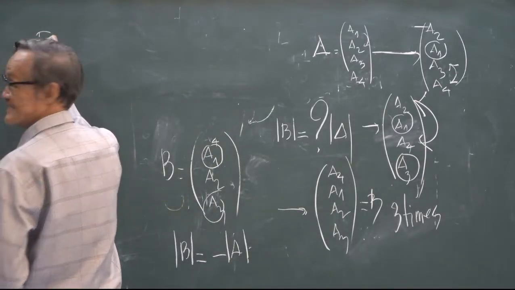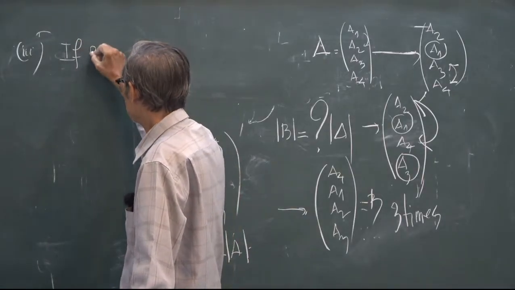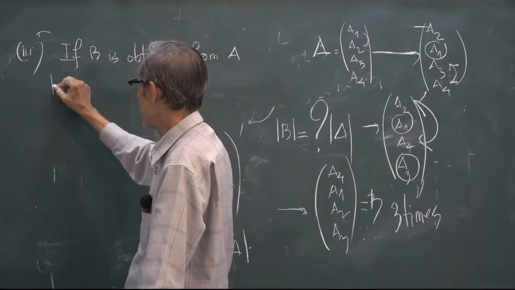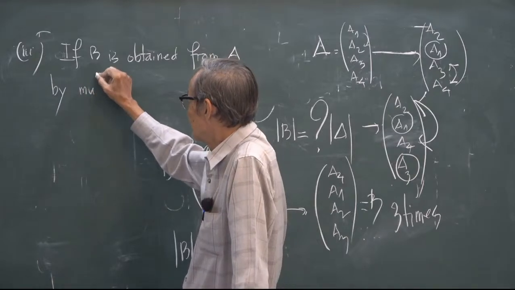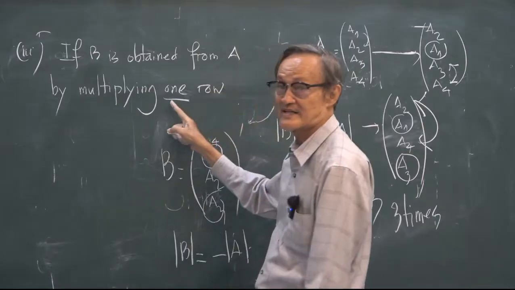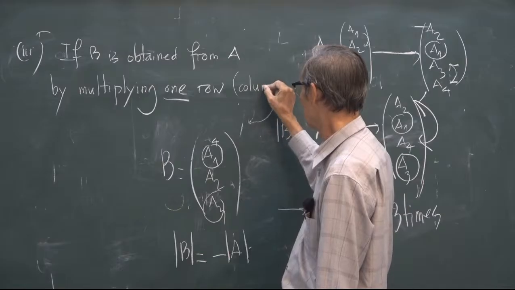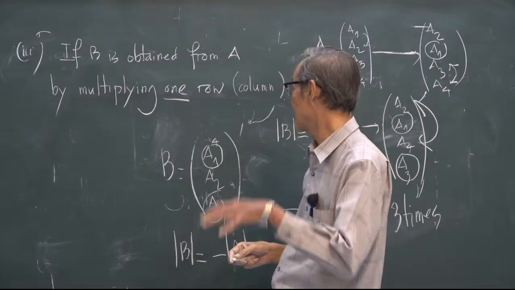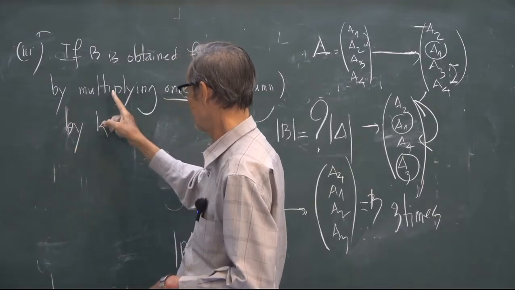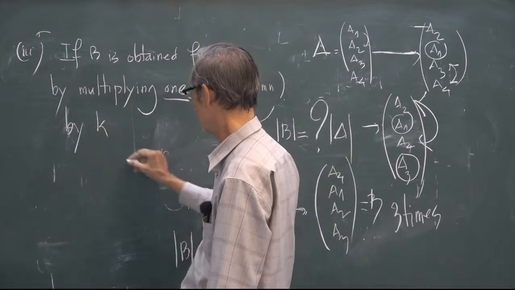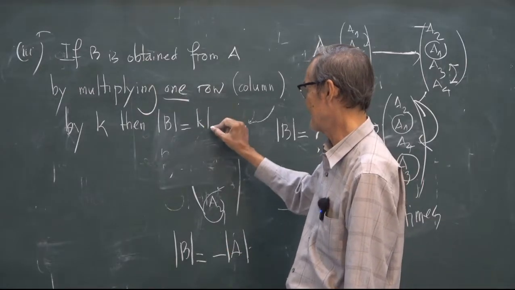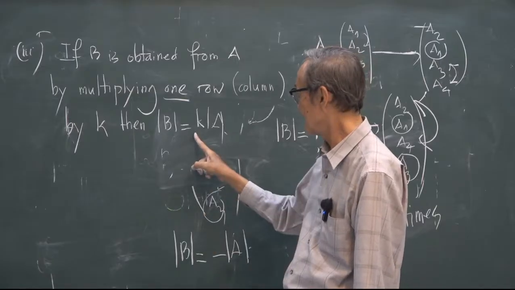Now, property 3. If B is obtained from A by multiplying one row or column, from the property 1, row or column, by K, multiplying by K into one row or column, then the determinant of B equals K times the determinant of A. Okay? Okay.